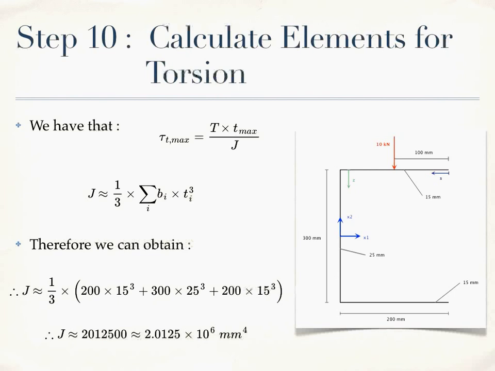So J can be approximated for our open channel section using this formula here, where B denotes breadth and T denotes thickness. It's important to note that the maximum shear stress, tau T max, is only maximum for torsion and not for the total shear stress, tau max. So we start with calculating J for the entire section, which is a third multiplied by the breadth and the thickness cubed of the flange, 215, and then adding that to the breadth and the thickness cubed of the web, which is 325, and then adding that to the bottom part of the flange, giving us a total of 2.0125 times 10 to the 6 millimeters to the 4.